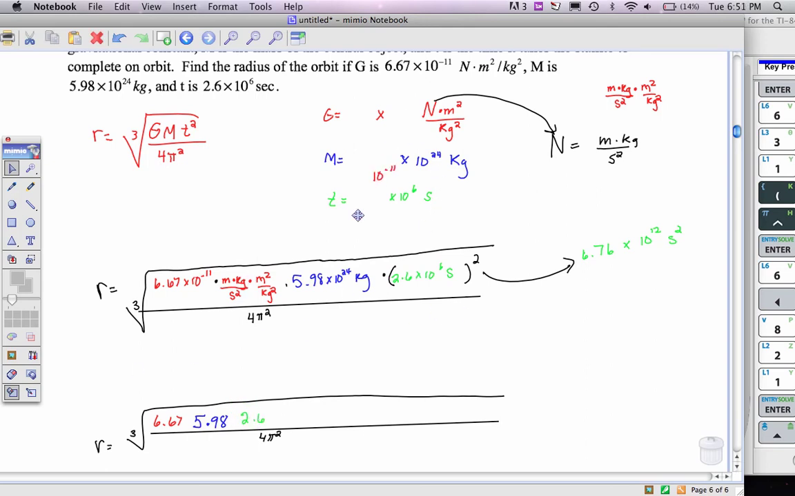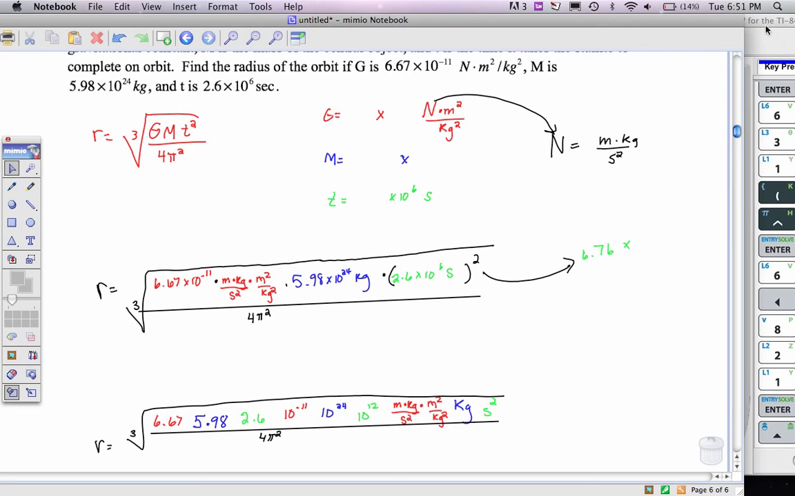I can also take the 10 to the negative 11th, the 10 to the negative 20, or 10 to the positive 24th, and in this case 10 to the positive 12th, and add those together. They have like bases, and you just add the exponents. And then finally you can put together your units. I got the units for G, the units for M, and the units for time.